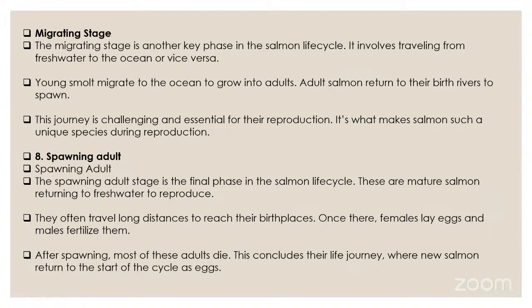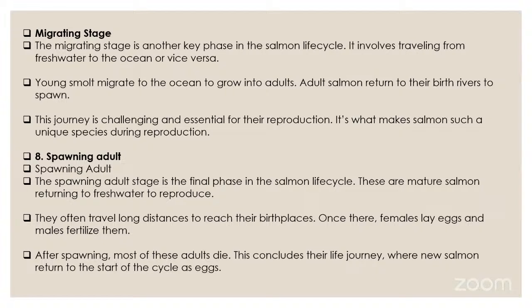So, what are the stages that we have learned in this? One is migrating stage, and another one is spawning adult. So, what happens in this migrating stage? The migrating stage is another key phase in the salmon life cycle. It involves traveling from freshwater to the ocean or vice versa. Young smolt migrate to the ocean to grow into adults. Adult salmon return to their birthplace to spawn. This journey is challenging and essential for their reproduction. It is what makes salmon a unique species during reproduction.